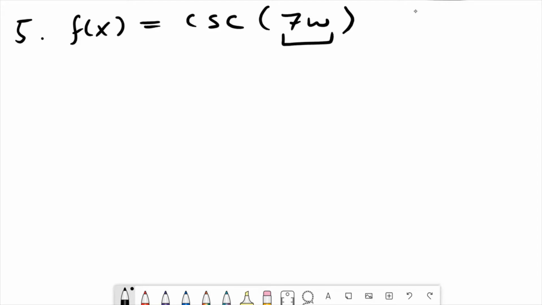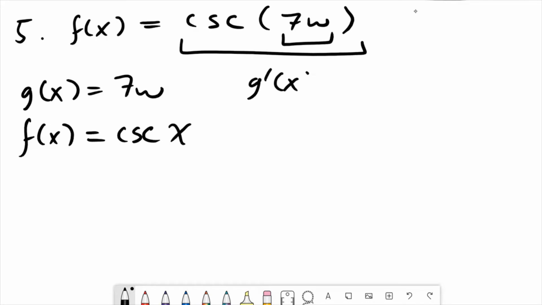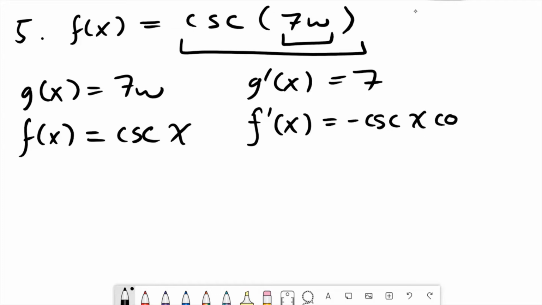The derivative of the inside is that, or I mean that's the inside function I should say, and this is the outside. So g of x is 7w, and f of x is cosecant of something. The derivative of g, the inside function, is the 7, and the derivative of f, you have to remember this one's a trigonometric one, is negative cosecant x cotangent of x, right? And this x appears twice, that's something to notice, that's what I noticed.